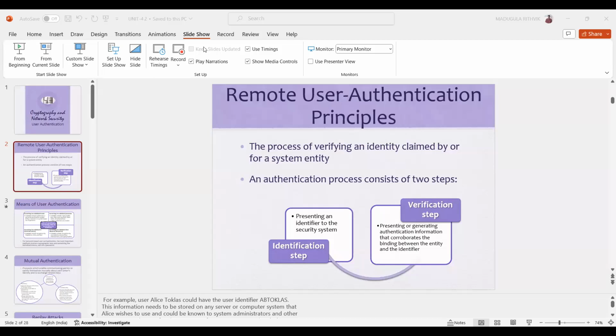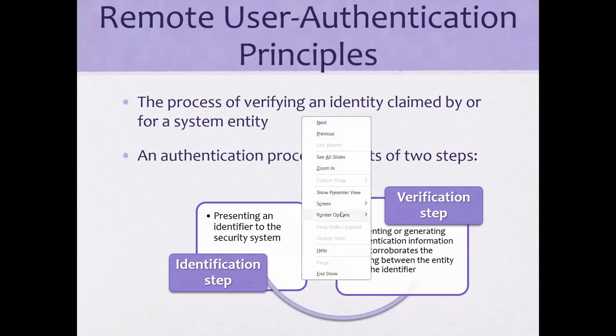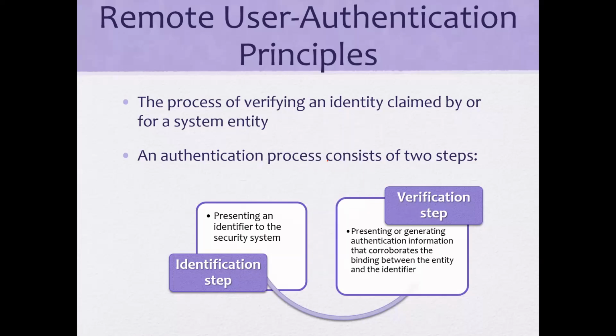Coming to the basic aspect, we are talking about remote security principles. The basic principle is that we need to have data verification in a clear-cut manner. It is the process of verifying an identity claim. Suppose two persons are going to communicate with each other. They have their own identities, so we need to check the validity of the two identities in order to have good communication between the two persons. This is the major scenario as far as remote user authentication is concerned.